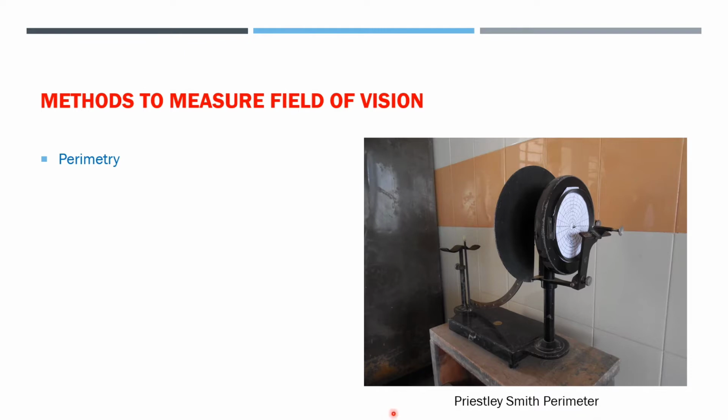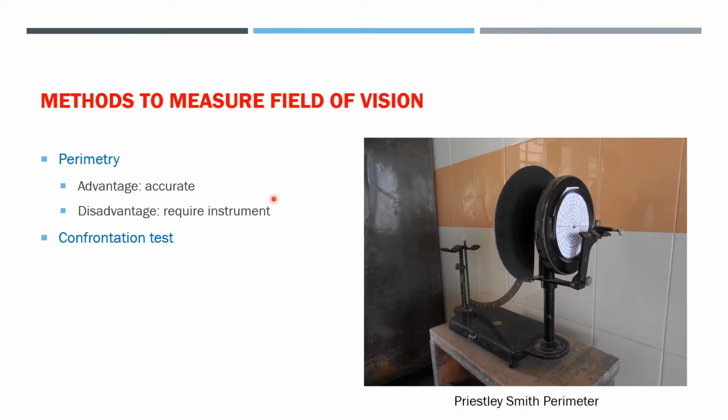Remember the name of this instrument because it can be asked in examination. You may be shown this instrument in spotting and you have to identify the name of the instrument. So the name of the instrument is Priestley Smith perimeter. Advantage of this method is it produces accurate mapping of the field of vision, but the disadvantage is it requires an instrument. So you need to purchase this instrument to identify the field of vision of the subject.